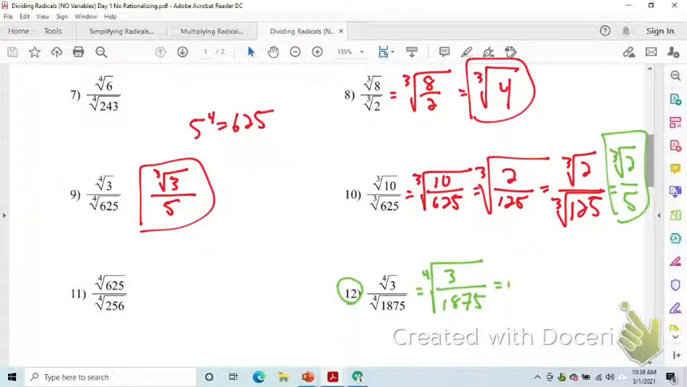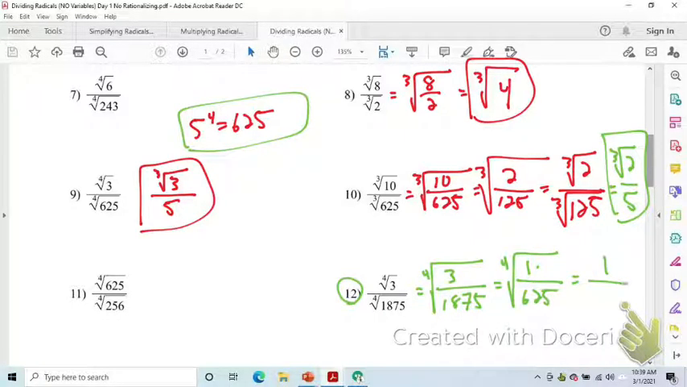So this will turn into, if I divide them both by 3, 1 over 625. And I already know this. So I can take the fourth root of top and bottom. The fourth root of the top is just 1, and the fourth root of 625 is 5. So 1/5 is my answer there. No root in the answer. I love it. It's such great stuff.